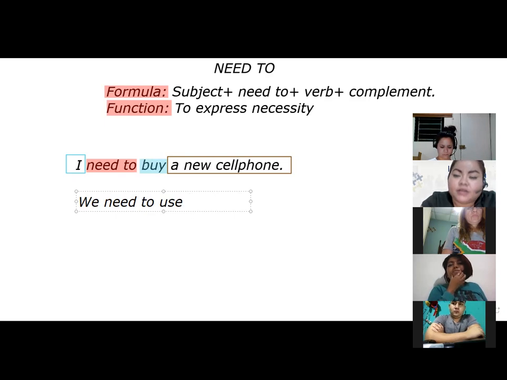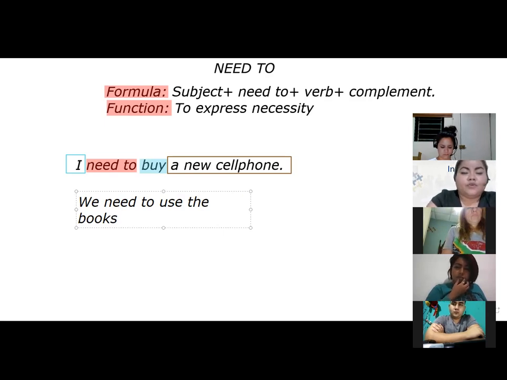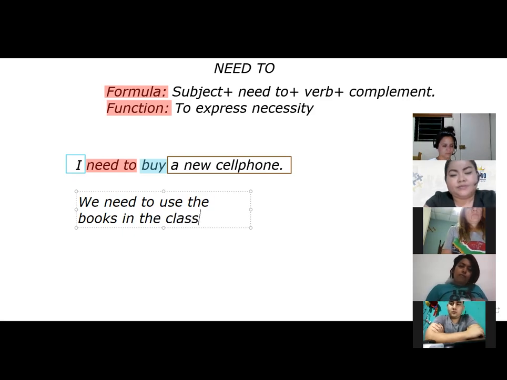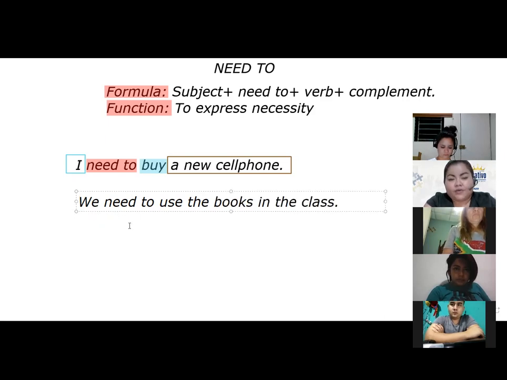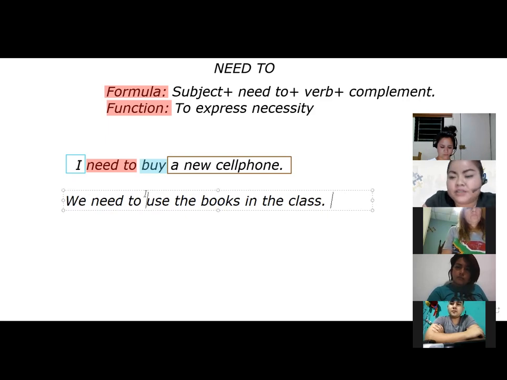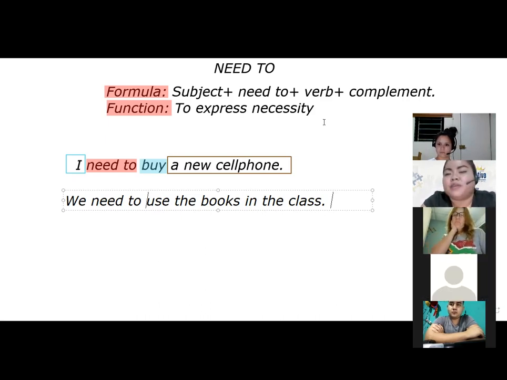Use. What? Books. We need to use the books. ¿A dónde? Where? In the class. Okay, very good. We need to use the books in the class. So what is this? This is a necessity, right? We are using need to, es esencial que utilicemos need to, right? Más el verbo. Si no utilizamos need to más el verbo, no estamos expresando este tipo de necesidad, okay?